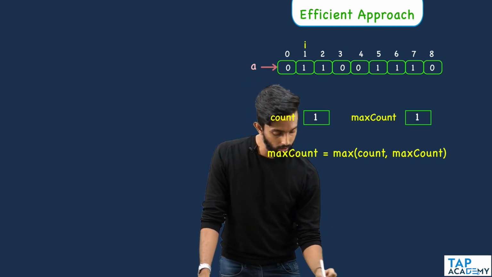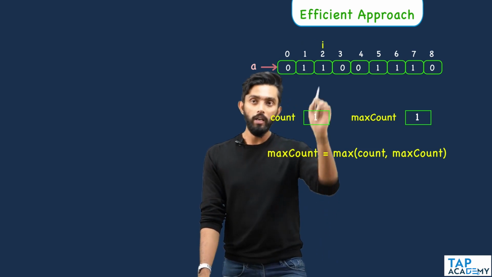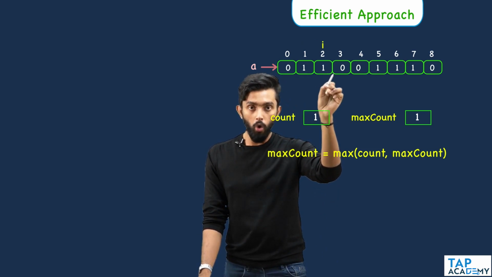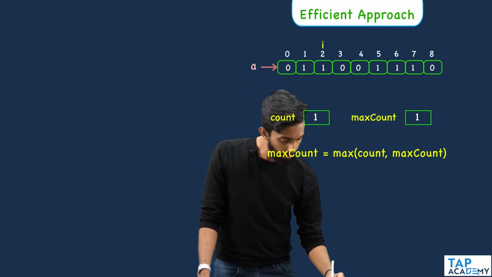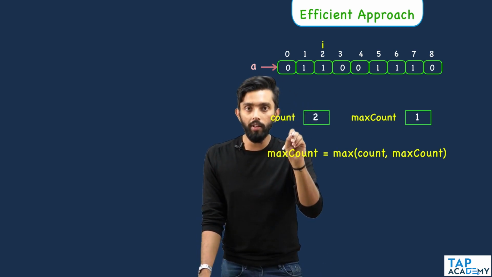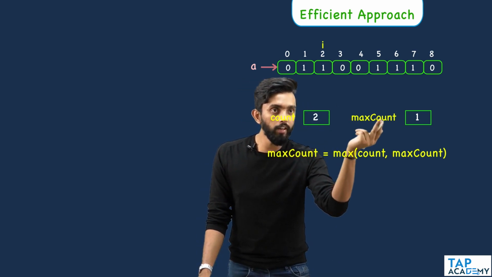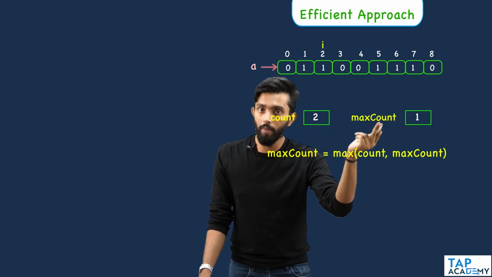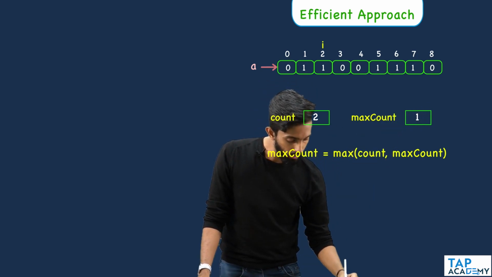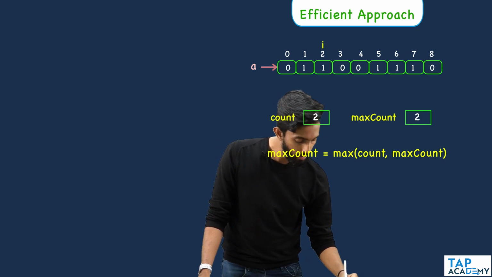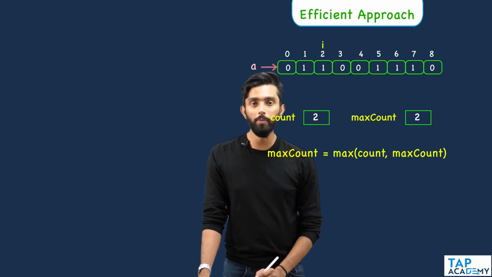Okay, sir, what else? I moves forward. Is this 0? No. No means increment count. Count becomes 2. The moment you increment count, check which is greater, count value or max count? Which is greater? Max count. Hence, max count is going to become 2. I hope you are able to understand.